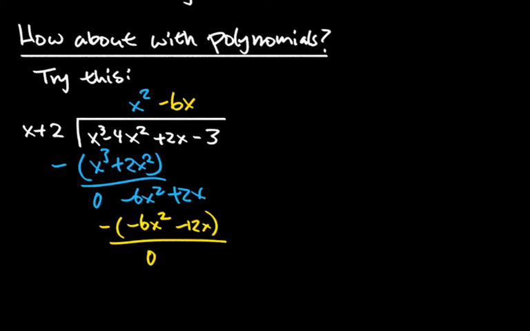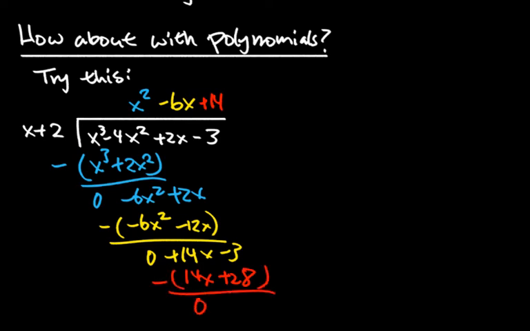2 minus negative. So keep that in mind. Minus negative is plus. So we get plus 14x and then minus 3. Alright, and then now we need to get 14x. So we can add a 14, because 14 times x is 14x. 14x plus 28. Subtract that whole thing. We get 0, and then negative 3 minus 28 is negative 31. So now we're left with a number. This is actually the remainder.